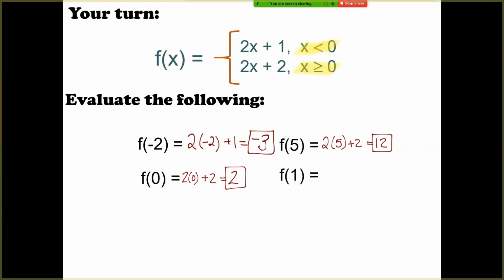And then the last one, f of 1. 1 is greater than or equal to 0, so we're going to use the bottom equation, 2 times x plus 2. So 2 times 1 is 2, plus 2 is 4.